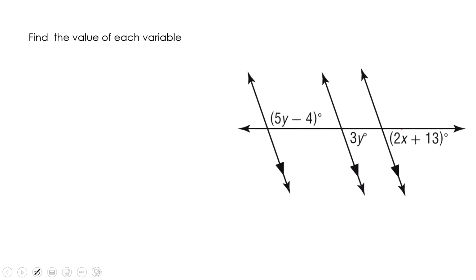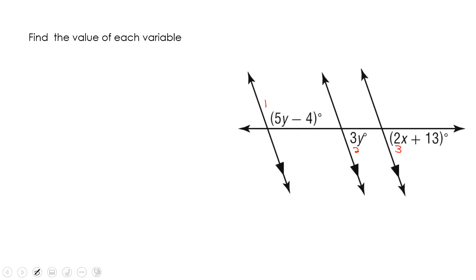What we need to do is identify the relationships between these angles. So quickly, just to help us through the problem, I'm going to call this angle 1, this angle 2, and this angle 3. We have 3 lines cut by a transversal. The 3 lines are all parallel. So that tells us right away that we're either going to have supplementary angles or congruent angles. We just have to figure out what the relationship is.